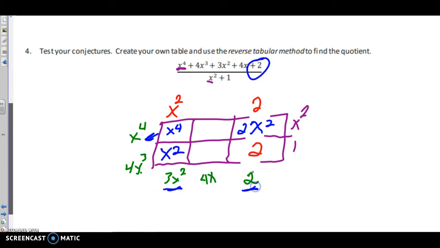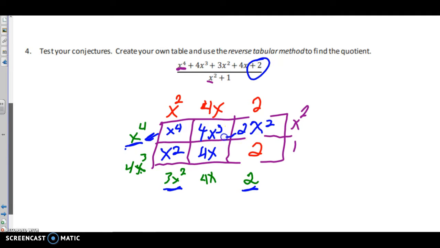The 2 has been accounted for. The x to the fourth has been accounted for. The only thing that has not been accounted for is the 4x cubed and the 4x. So if I'm multiplying x squared by a number to get 4x cubed, I'm going to multiply by 4x. And if I put this into my table, 4x times x squared is 4x cubed. 4x times 1 is 4x.